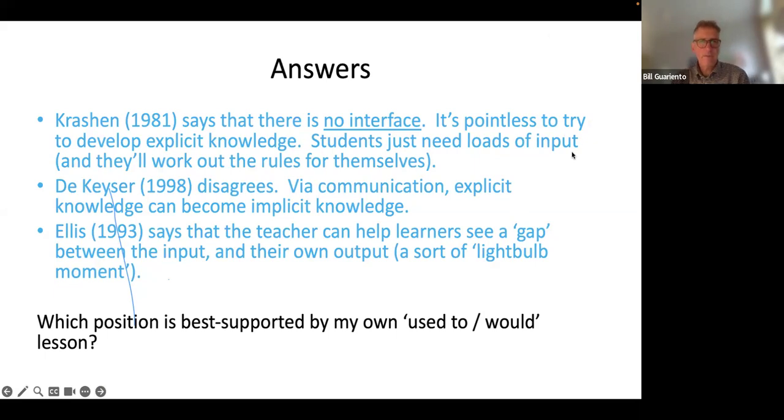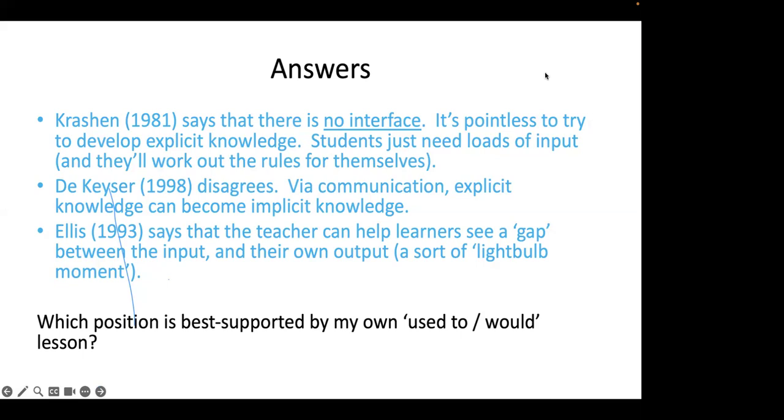Does anybody feel brave? What do you think my lesson gives support to today? It's a difficult question. You have to choose. Is it Krashen or DeKeyser or Ellis? I see. Pakwa, you are a brave woman. What do you think? DeKeyser? Why do you think that?